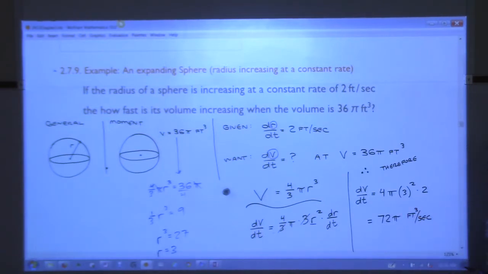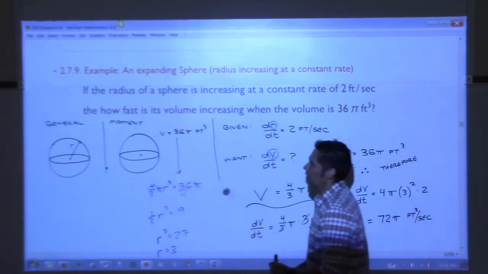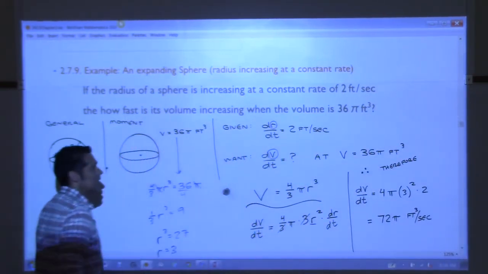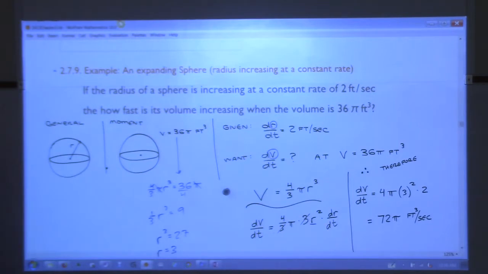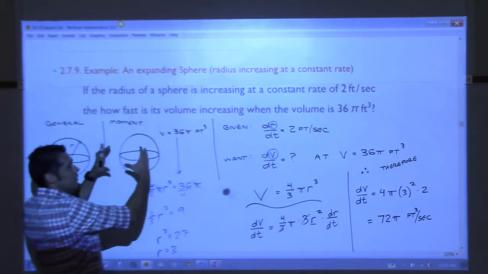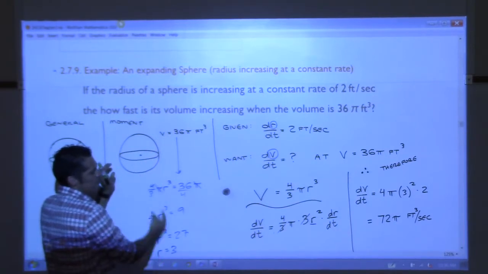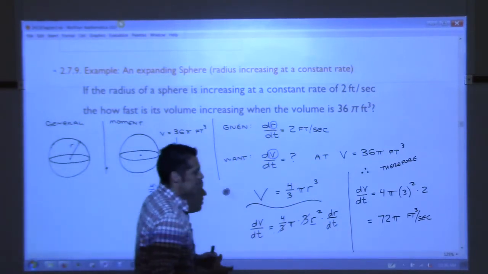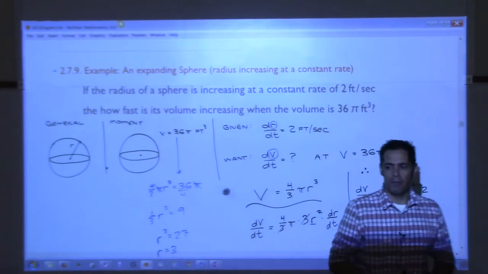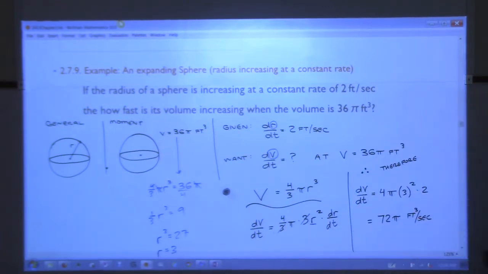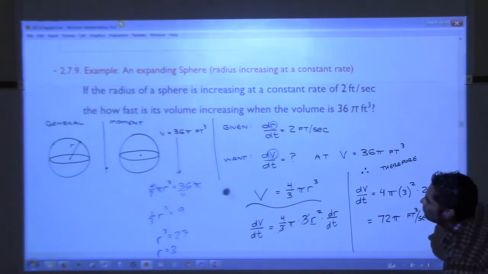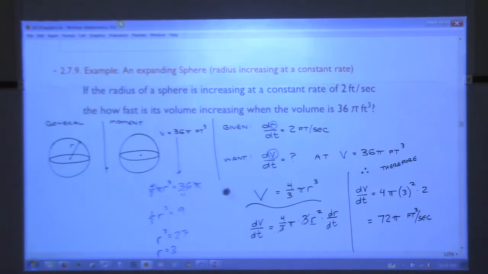So this sphere is growing. It's growing so that its radius is increasing at 2 feet per second. At exactly the moment that the volume of the sphere is 36 pi cubic feet, that means really that the radius was 3 feet, the volume is increasing at 72 pi cubic feet per second at exactly that instant. That's it. That's the answer. What do y'all think?